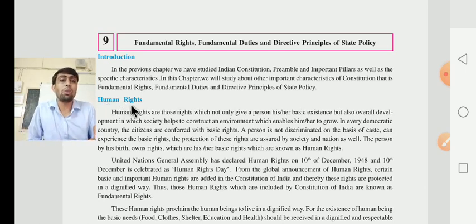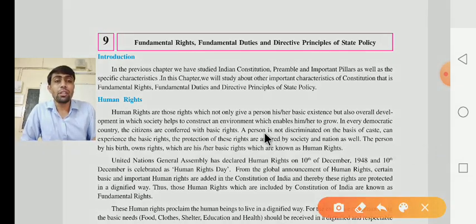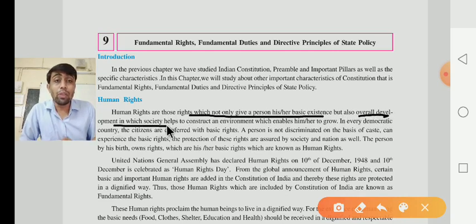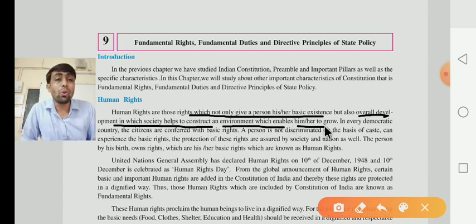Now dear children, they give about the human rights. Human rights are those rights which not only give a person his or her basic existence but also overall development, in which the society helps to construct an environment which enables him or her to grow. What was the meaning of human rights, dear children? They say that human rights are those rights which not only give a person his or her basic existence but also work for overall development, in which society helps to construct an environment which enables, it means saksham banana, enables him or her to grow.